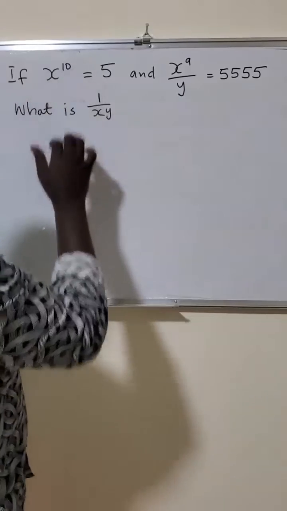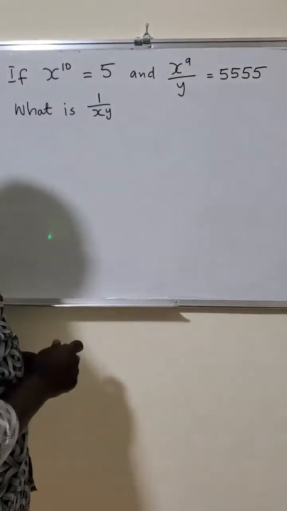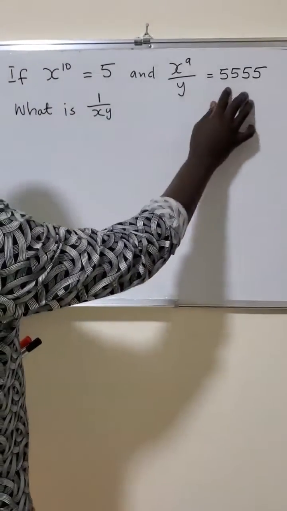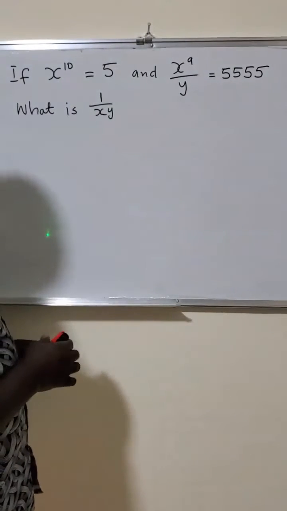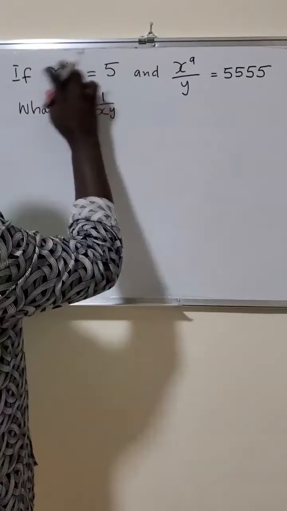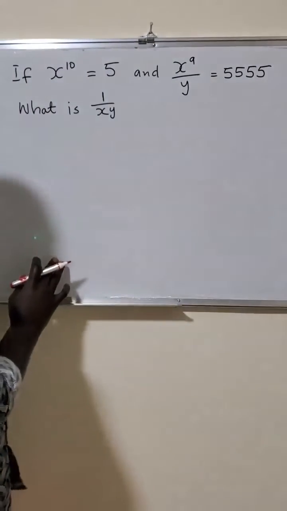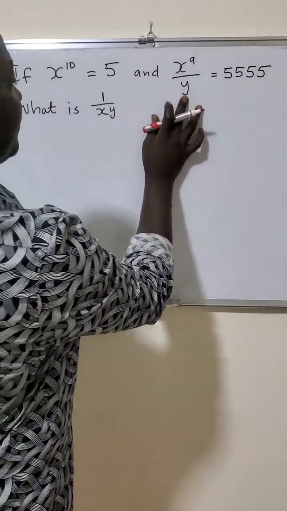If you have x to the power 10 is equal to 5 and x to the power 9 on y is equal to 5,555, y will be 1 over xy. We're going to utilize all the information that they have given us. Let's start from here.